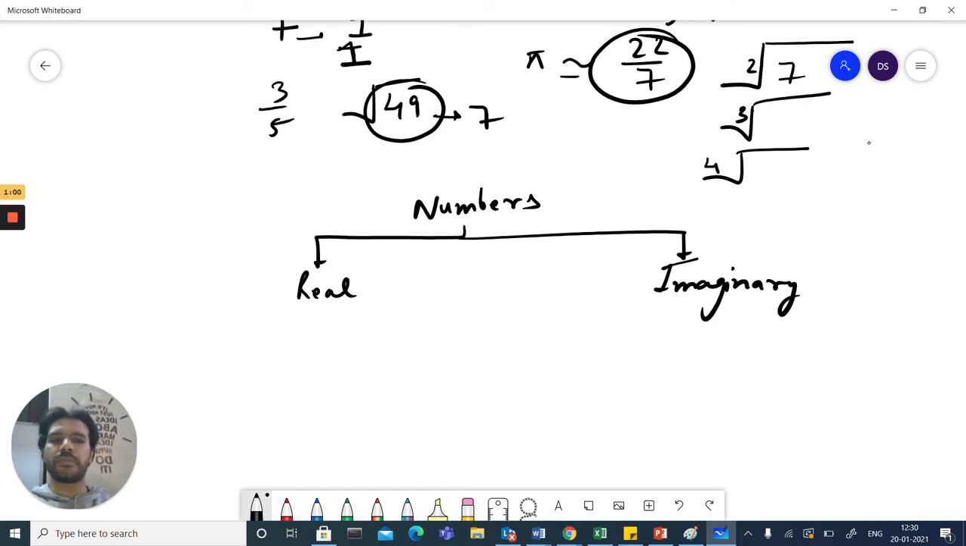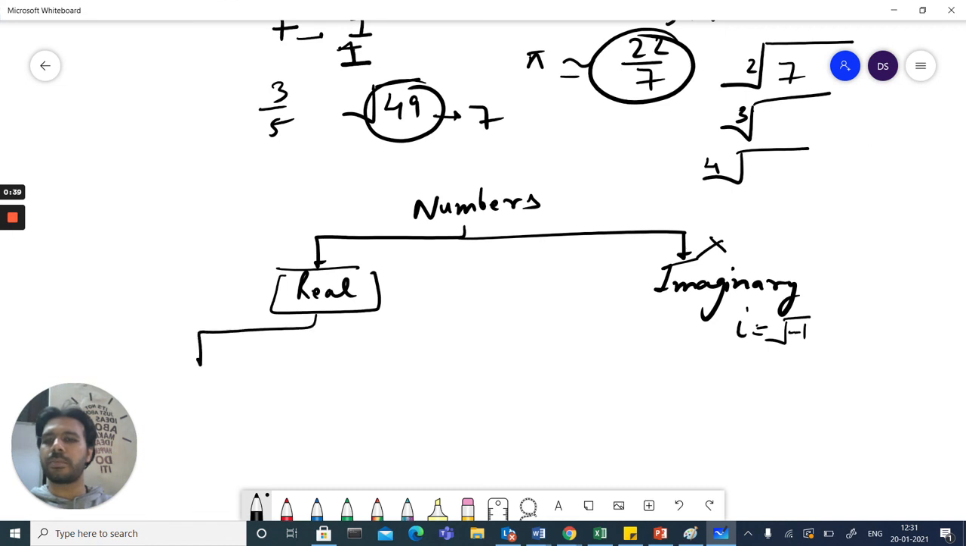So the good news for you is CAT doesn't ask about this. CAT can only ask you one question normally, which would be around iota. What is the value of iota? So the value of iota, whenever CAT asks, you say it's the root of negative 1. The root of -1 becomes your iota. That's it. We have to focus on the piece which is your real numbers.